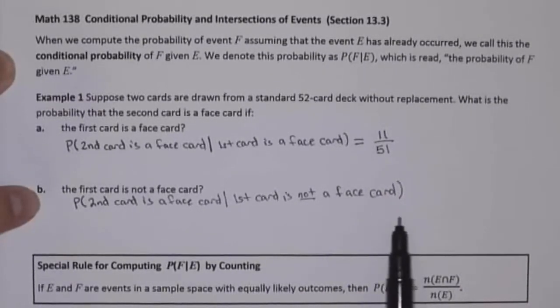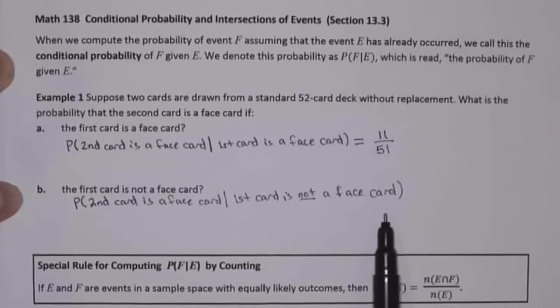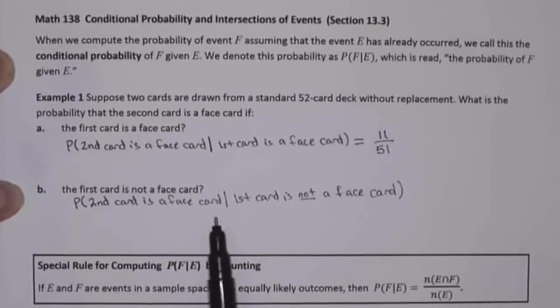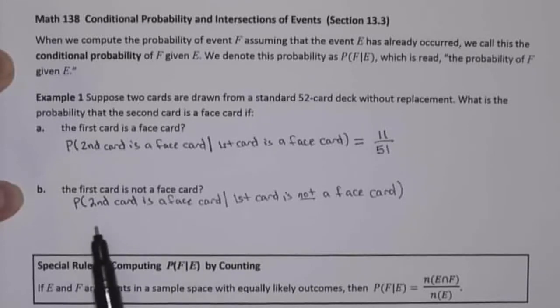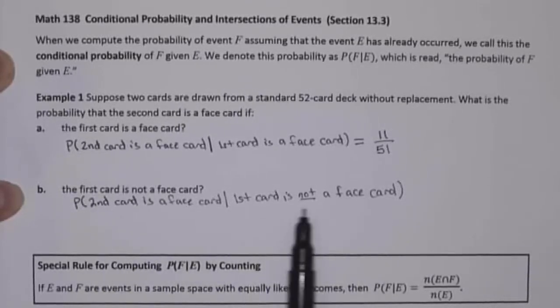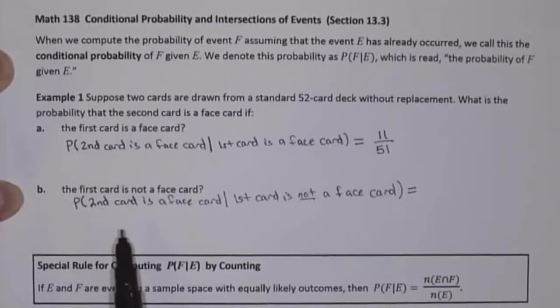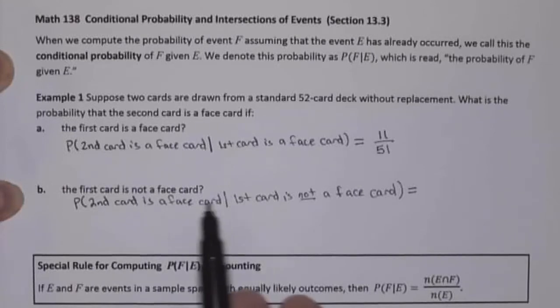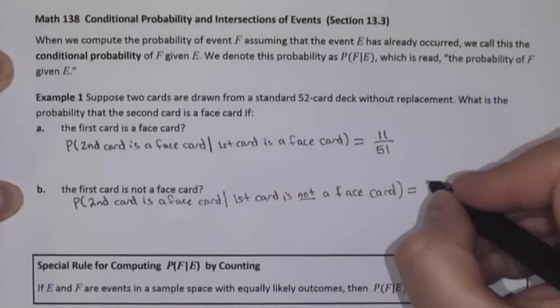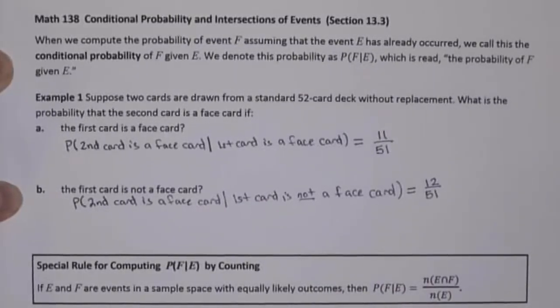Well, if the first card's not a face card, then all 12 face cards will be left in the deck for the second card to be. But there'll still only be 51 cards in the deck because we've drawn one card. So the probability that the second card's going to be a face card if the first card's not a face card is going to be 12 out of 51.